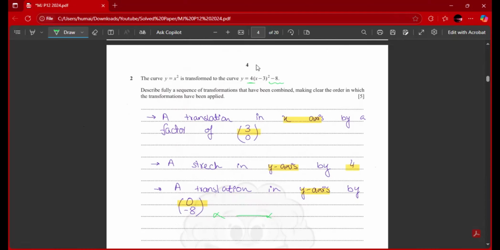Just for the x-axis, if there's a minus sign, you write the positive factor here. And if it's a positive sign, we would have written a negative here. Look, actually why it is, let me explain it to you. Why it is like this.